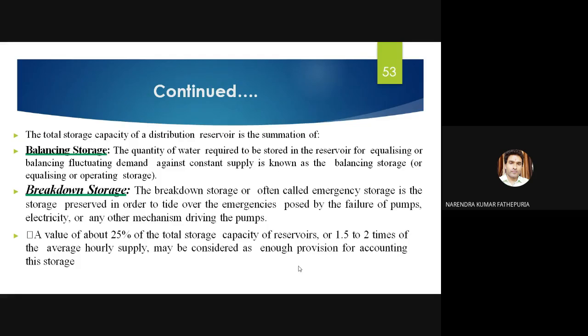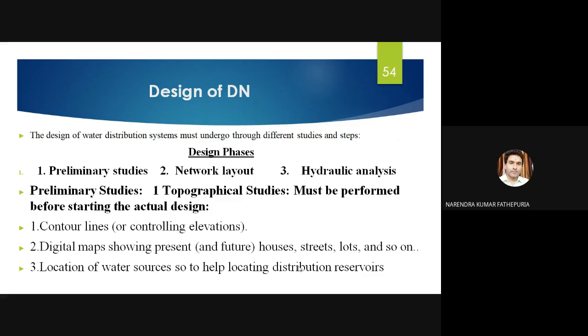We have to store the water for fluctuating demand. The breakdown storage, also often called emergency storage, is the storage preserved to tide over emergencies posed by the failure of the pumps, or any other mechanism driving the pump. A value of about 25% of the total storage capacity of the reservoir, or 1.5 to 2 times the average hourly supply, you have to maintain for the breakdown storage.